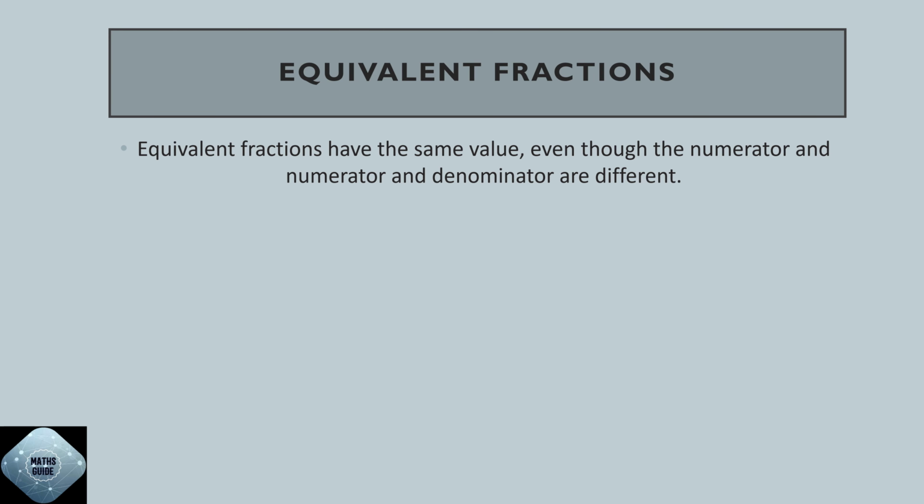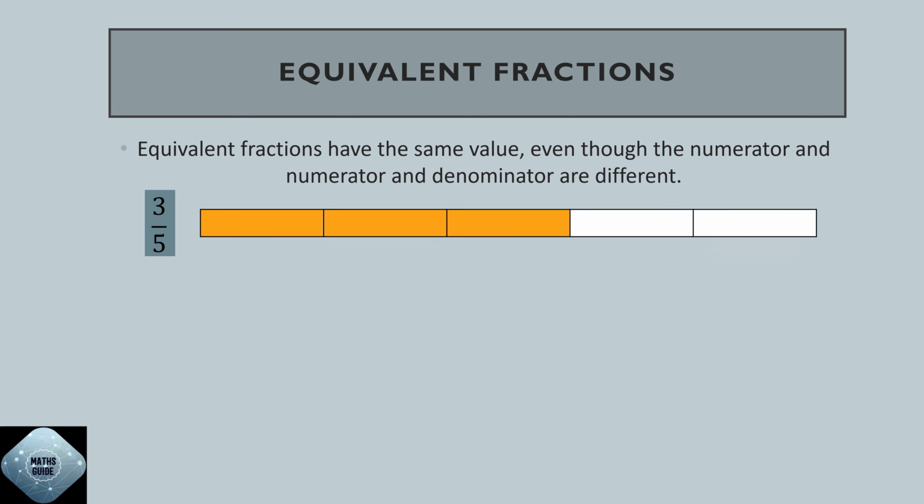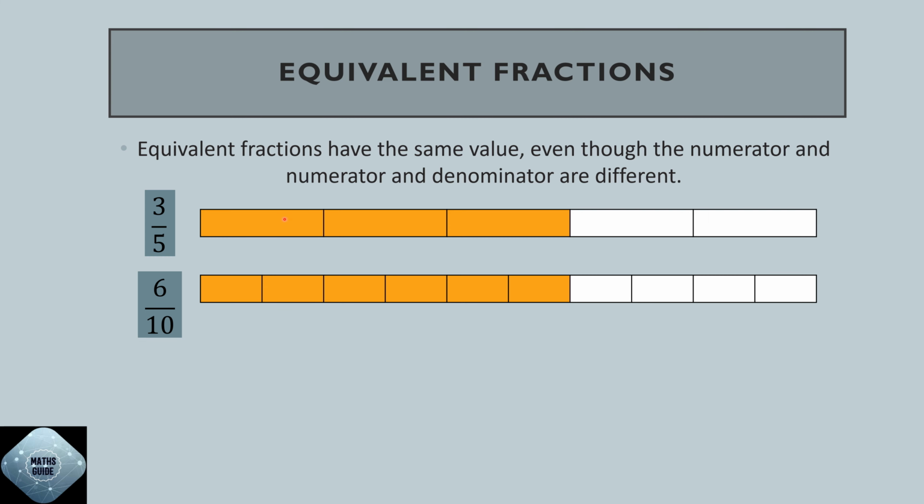Another important term which is used in comparison of fractions is equivalent fractions. These fractions look different but have same value. How? Let's see. As you can see, there are two fractions, 3/5 and 6/10. Here 3 parts are shaded out of 5 equal parts, and here 6 parts are shaded out of 10 equal parts. As equal portions are shaded in both figures, it means both are equivalent fractions.